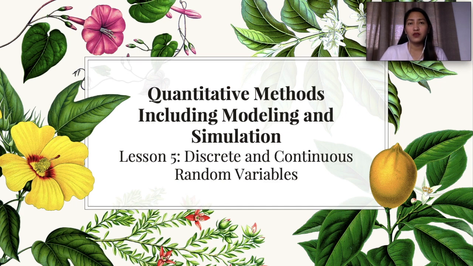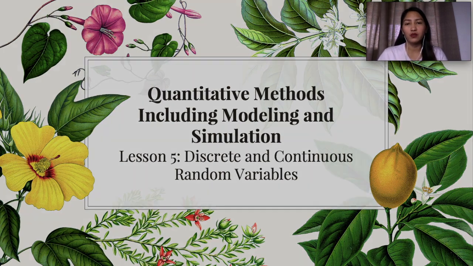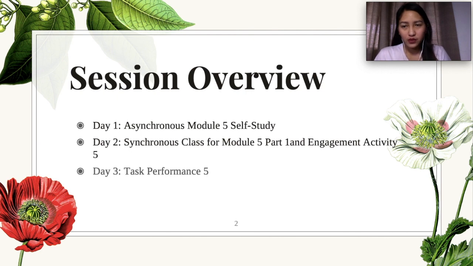So, our lesson for today is on Module 5, which is entitled Discrete and Continuous Random Variables. For this lesson, we will be talking about the first part, which is discrete random variables. On your day 1, you had your asynchronous Module 5 self-study. On day 2 is your synchronous class for Module 5 Part 1 and Engagement Activity 5. Your task performance 5, isusunod ko na lang or isasabay ko na lang sa Part 2.